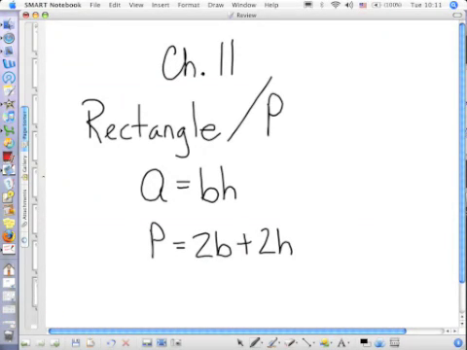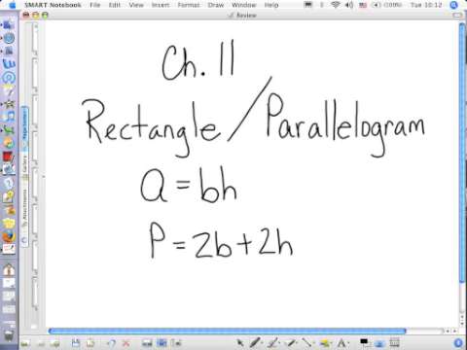Parallelograms. The difference is on a rectangle, the height is actually part of the rectangle. And in a parallelogram, the height is either outside or inside the figure.